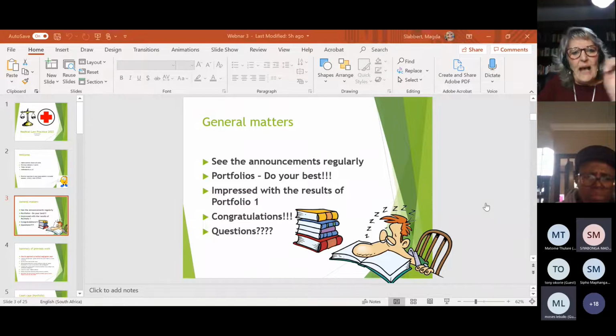So yes, there's only one test. There's only one test, but there are 6 activities. And the 6 activities are divided into 2 portfolios. So I'm just not sure. I had the date last time, but I forgot. So you must just find out from Grace when does it close, test one.